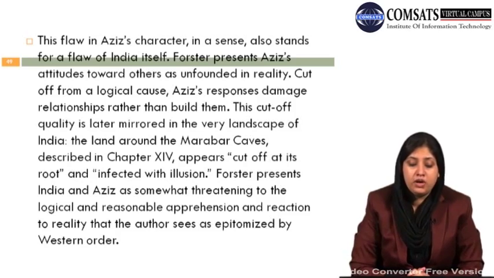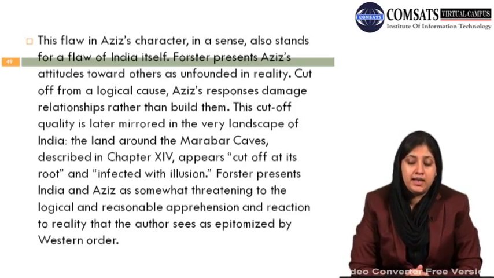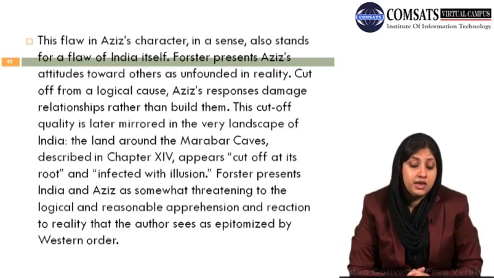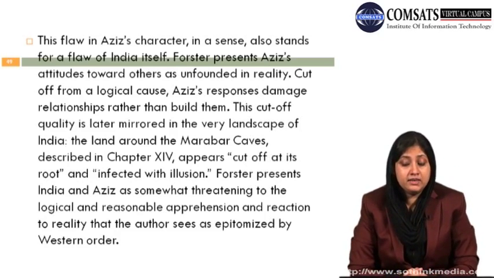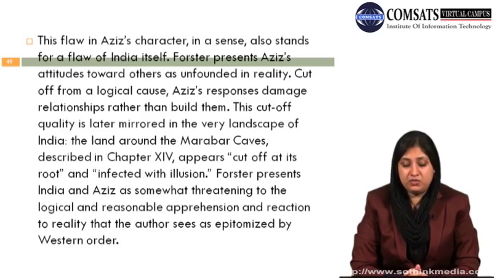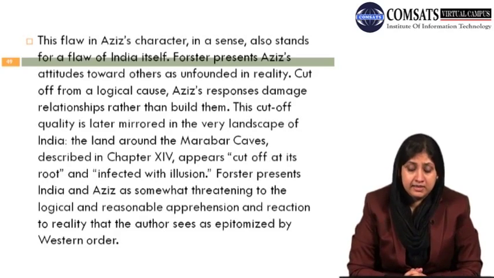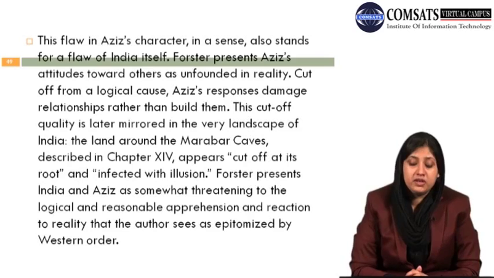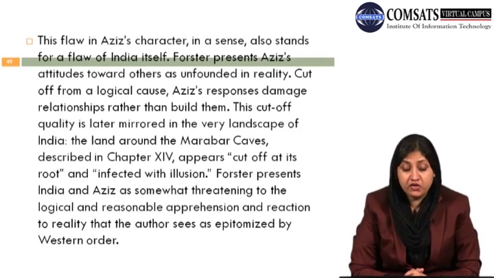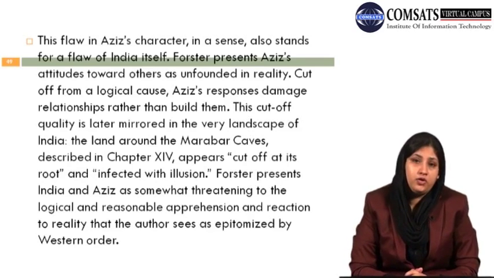This cut-off quality is later mirrored in the very landscape of India. The land around the Marabar Caves, described in Chapters 8 to 12, appears cut off at its root and infected with illusions. Forster presents India and Aziz as somewhat threatening to the logical and reasonable apprehensions and reaction to reality that the author sees as epitomized by Western order.